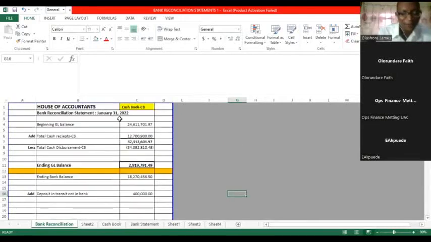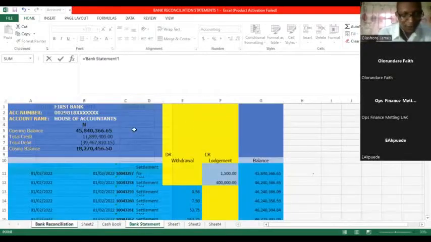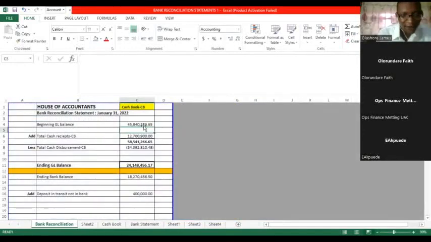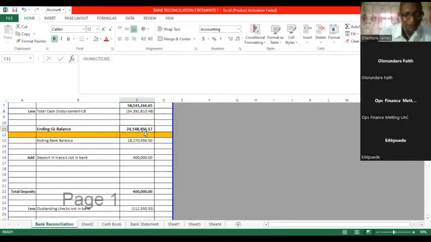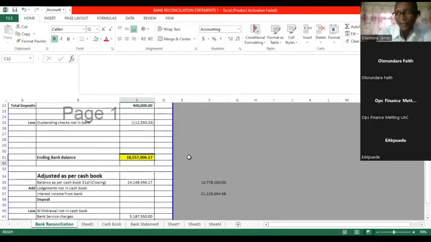So I'm going to pick the opening balance of the bank statement, assuming that the balance on the bank statement is the correct one. So I pick this figure. Adding these two together, then take away this. I'm having 24,000 as the closing general ledger. But in my bank account, I'm having 18 million.